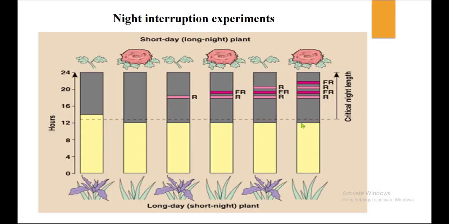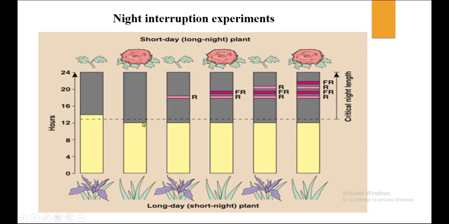So here are the night interruption experiments. Again, these experiments show that this middle line represents the critical dark period. On the top of the picture you can see short day plants, and at the bottom you can see long day plants. So what were the experiments? When the dark period is less than the critical period, flowering is induced in long day plants and it is not induced in short day plants.